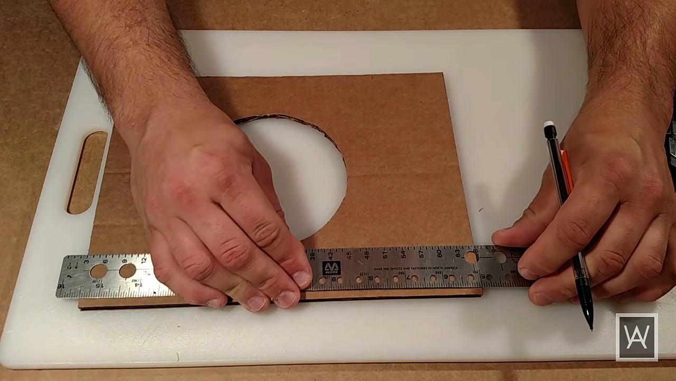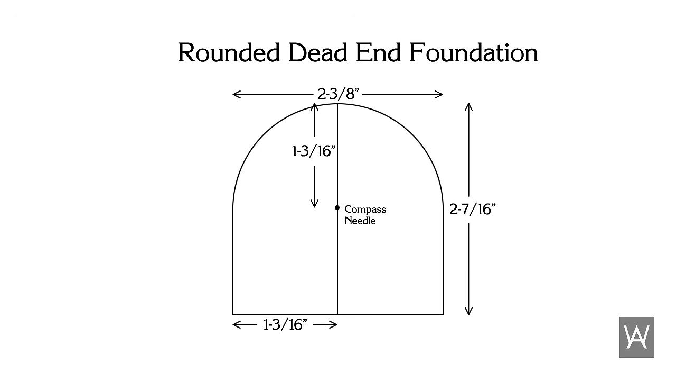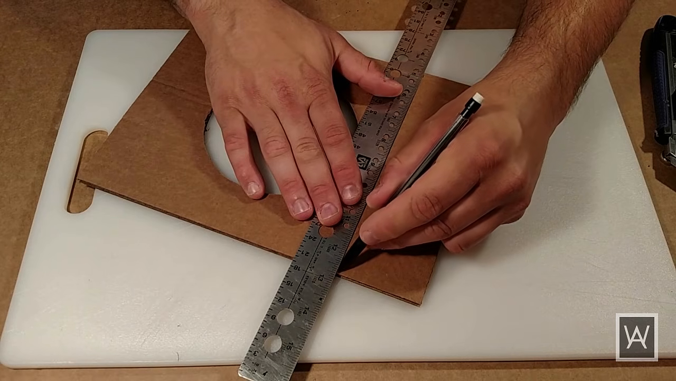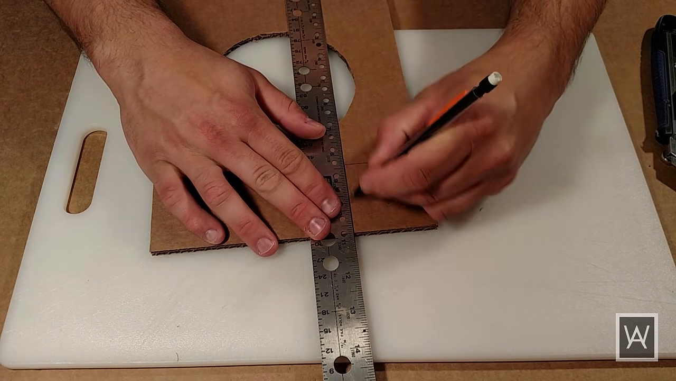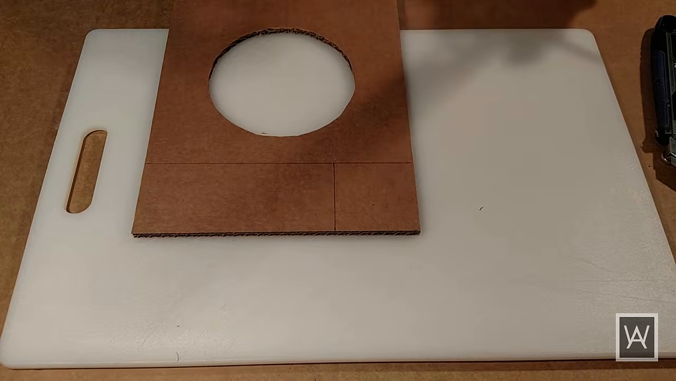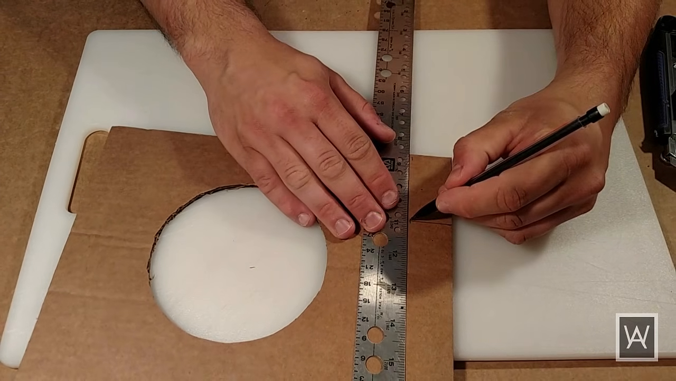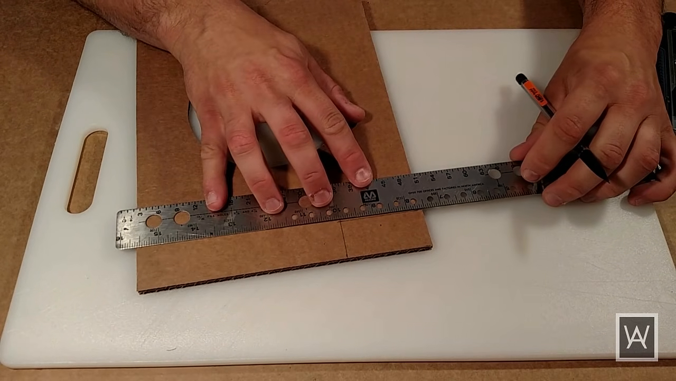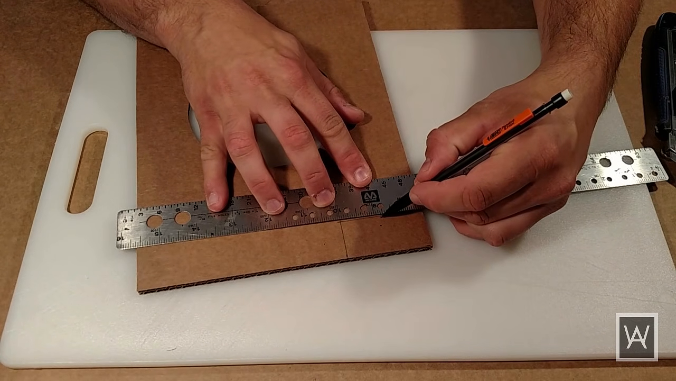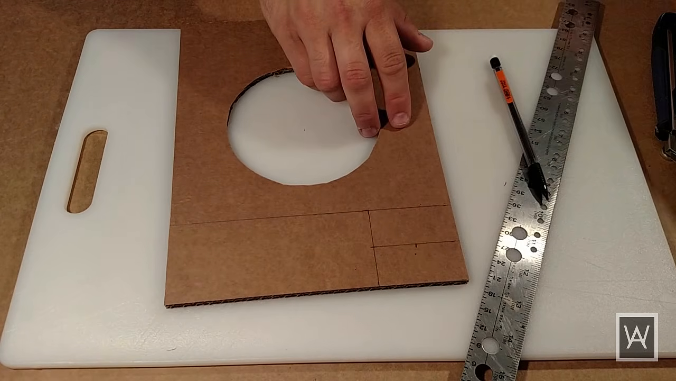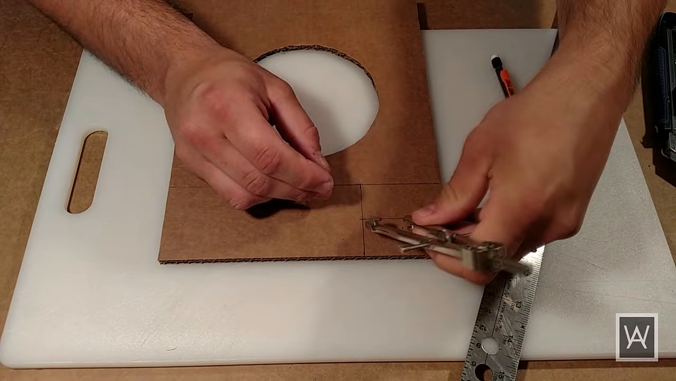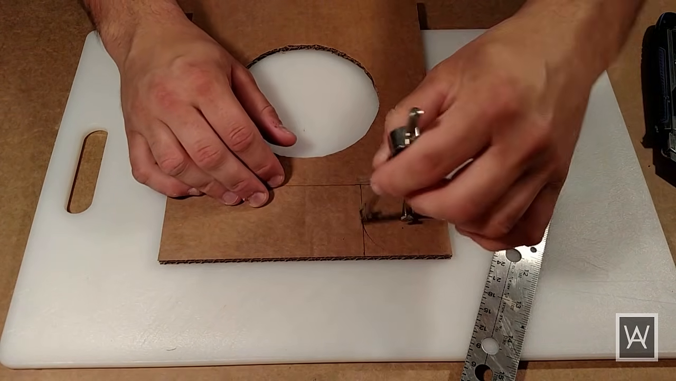For these sewer tiles, there's a shape we haven't done before, which is a rounded dead end. Here's how to do them. Measure out a foundation that is 2 3/8 inch wide by 2 7/16 inch long. Now mark the width in half, so 2 3/8 divided by 2 makes 1 3/16. Measure down this line again by 1 3/16 of an inch, and set your compass to that same dimension. Draw a half circle as shown here.